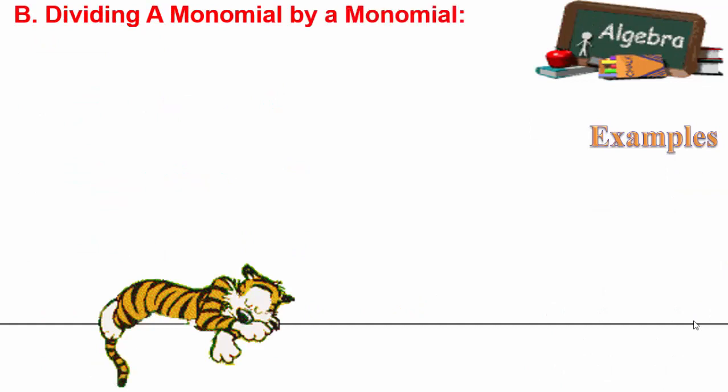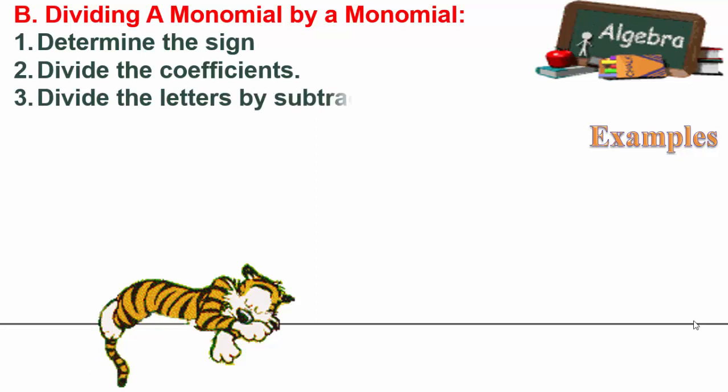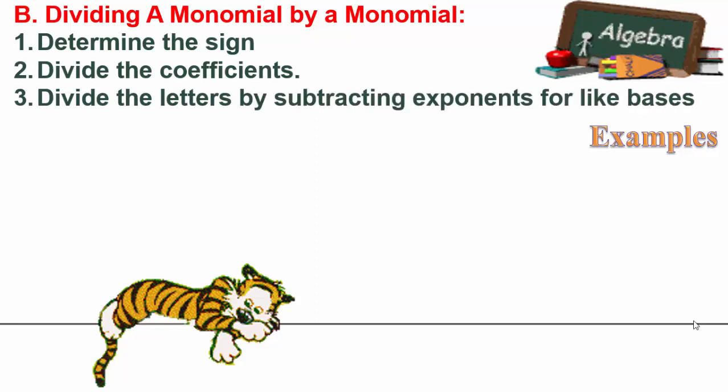When dividing a monomial by a monomial, we must first determine the sign, divide the coefficients, and divide the letters by subtracting the exponents for like bases. So why don't we do a few examples to understand what this means?